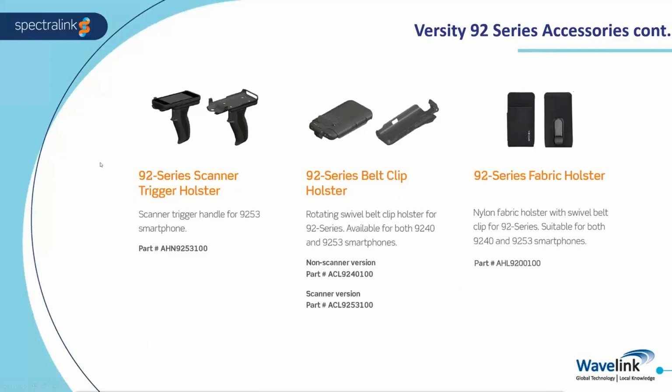This is one of the cool ones, the 92 series scanner trigger holster. So slot the handset in, and then it utilizes that little trigger holster to quickly and efficiently enable staff to do stock control or whatever they need to do with the barcode scanner on the device. So again, really cool little option that they came out with.